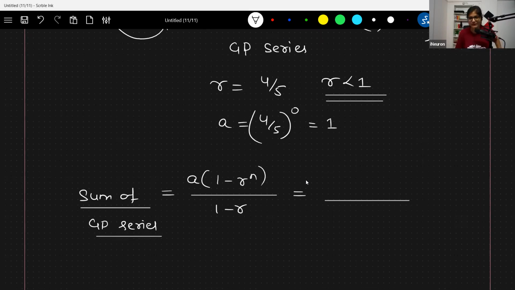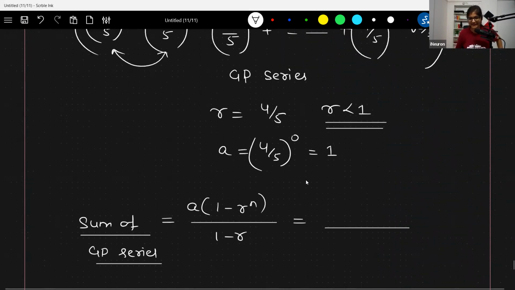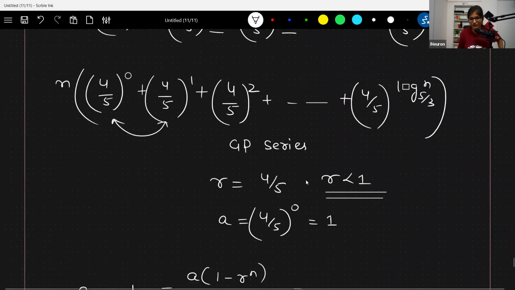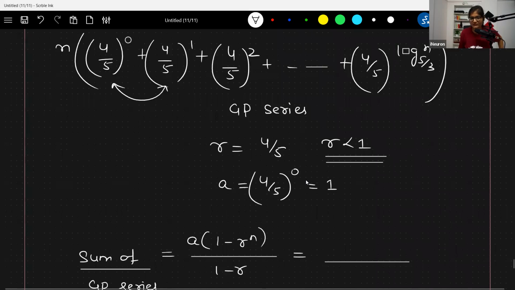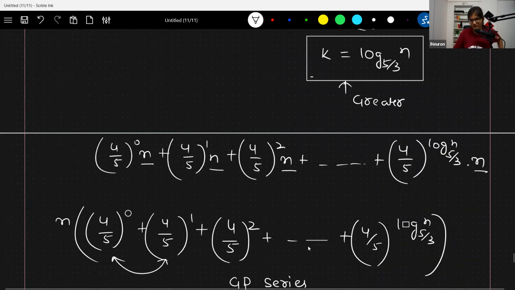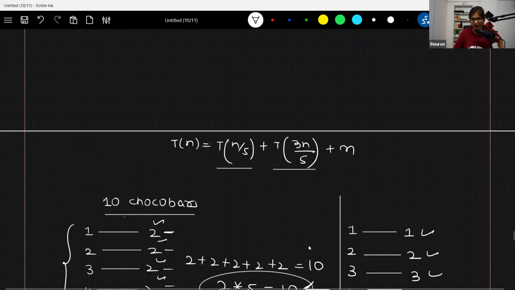I think you will be able to get some constant number. So it is n, and inside that you will get some constant value when you solve this GP series. So by default your time complexity will become big O of n using the recursive tree approach. Try at home, solve this equation, you will get the answer.